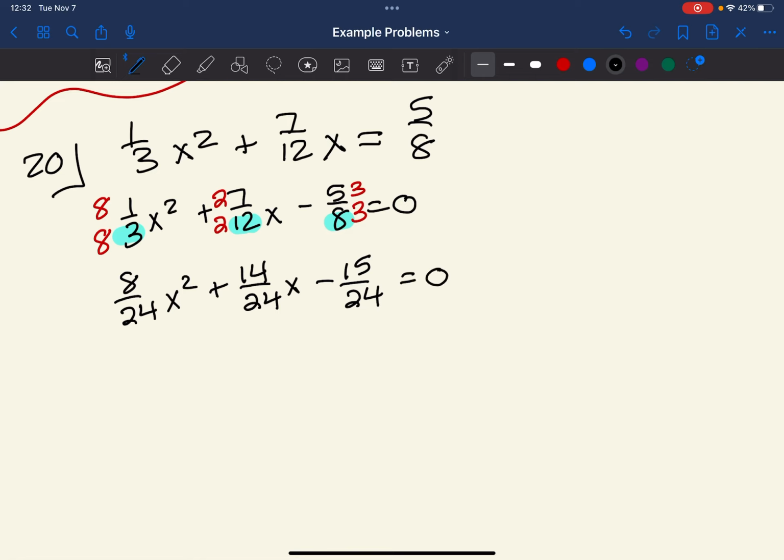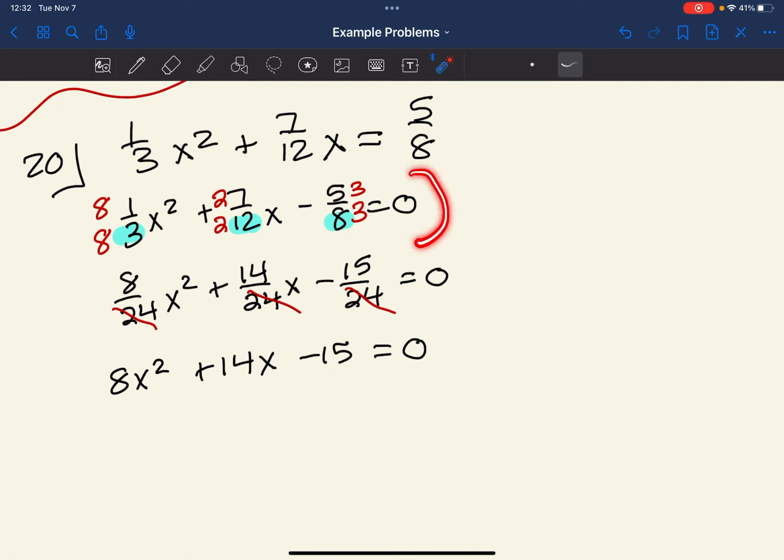Since they are now all over 24, I could cancel out those bottoms. So I have 8x squared plus 14x minus 15 equals 0. Another way you could have done this is you could have just multiplied the entire equation by 24, and you would still get this same answer. So now that I have everything in proper form, I see if I can take out a GCF, which I cannot. So I'm going to jump straight to the AC method.